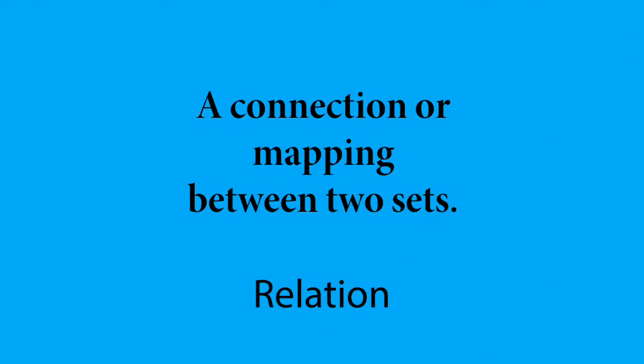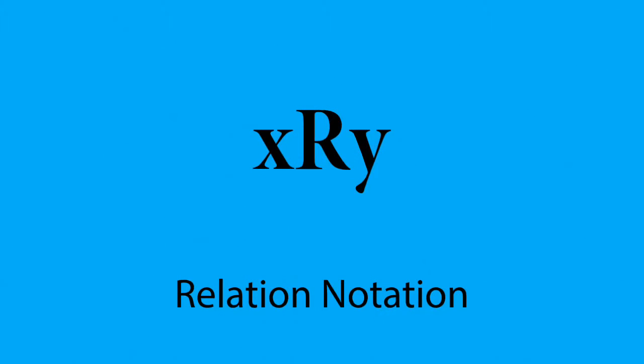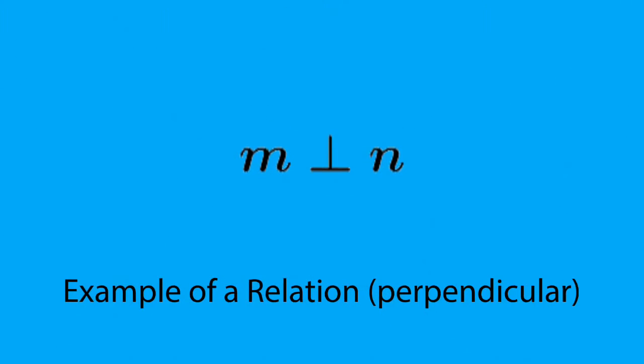A relation, mathematically speaking, is a connection or a mapping between two sets. We can relate two things by putting the relation in between them. For example, if m and n are lines, this would be the relation m is perpendicular to n.